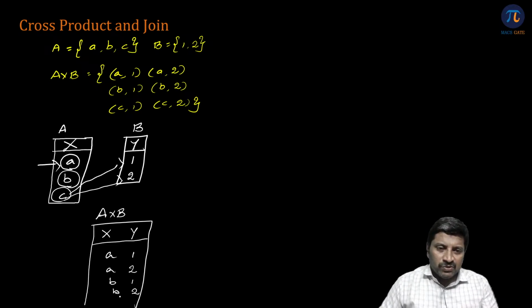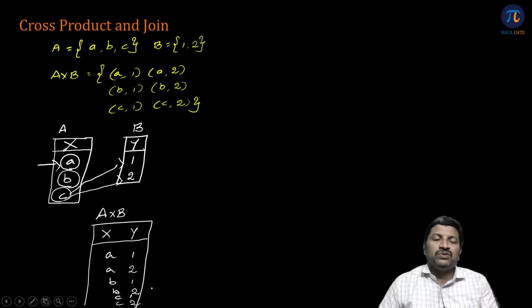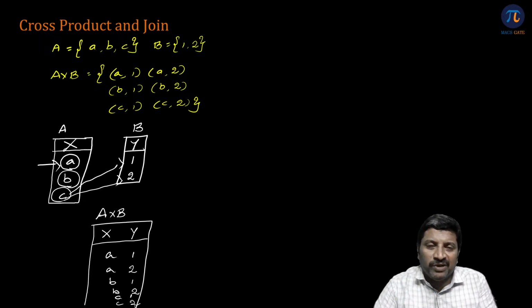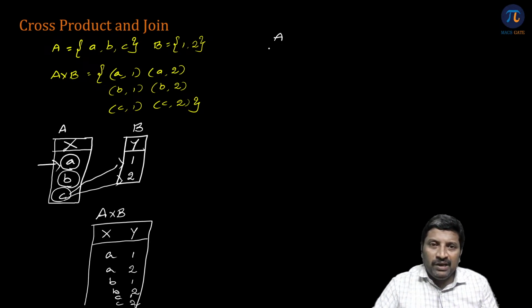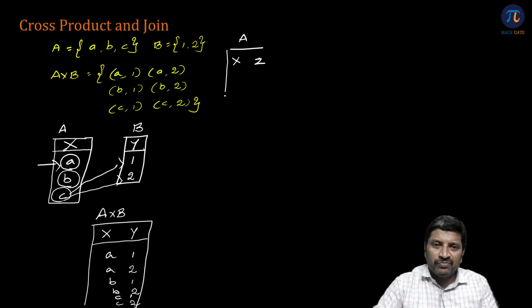Right? So C1, C2. That's it. Like cross product in mathematics, we can apply cross product to relations. Now in this example, I have only one attribute in the relations, A comma B. Suppose I have a relation in which I have two attributes, x comma z.